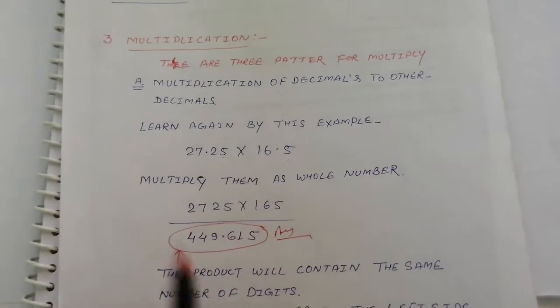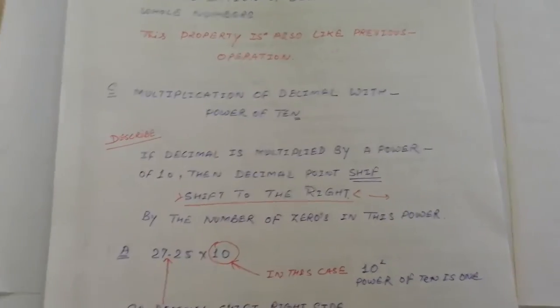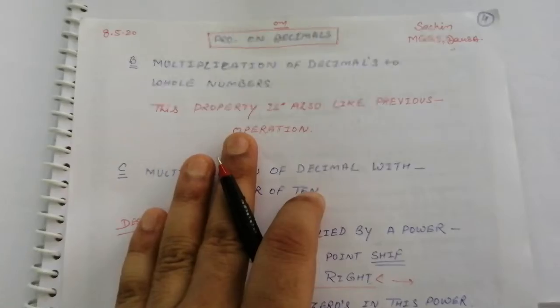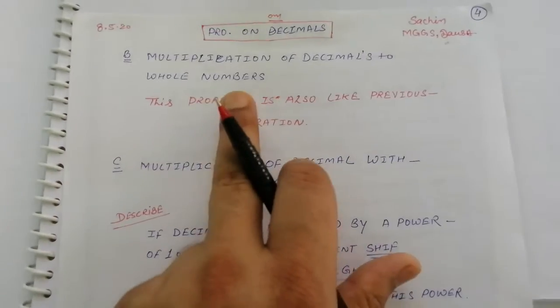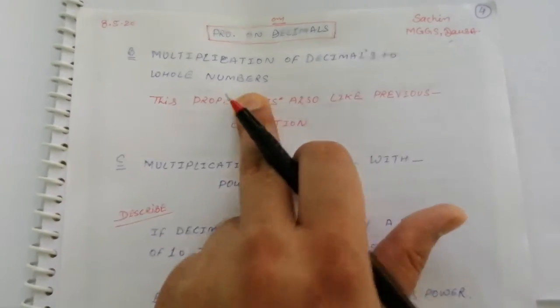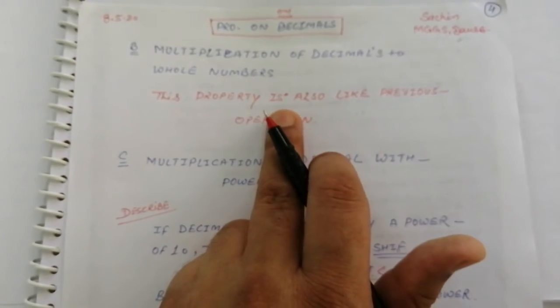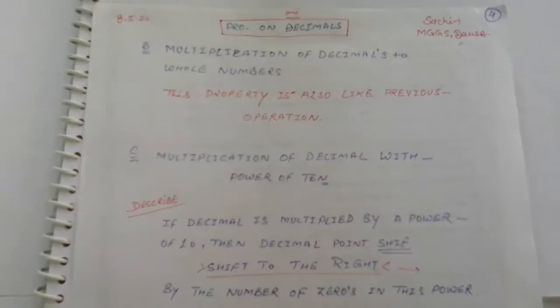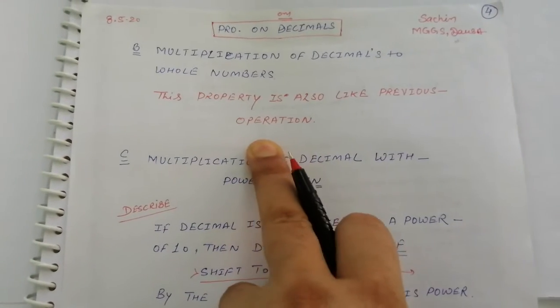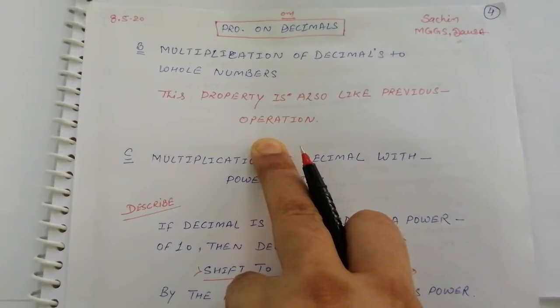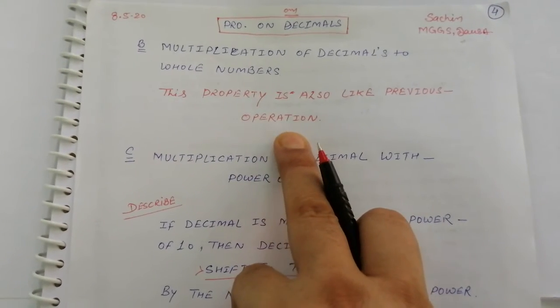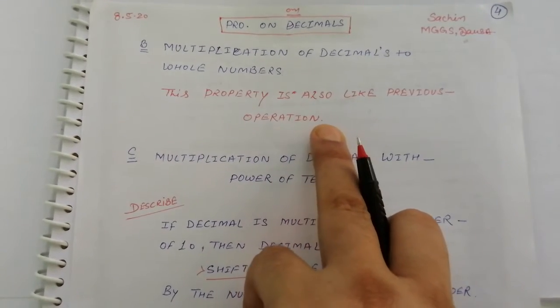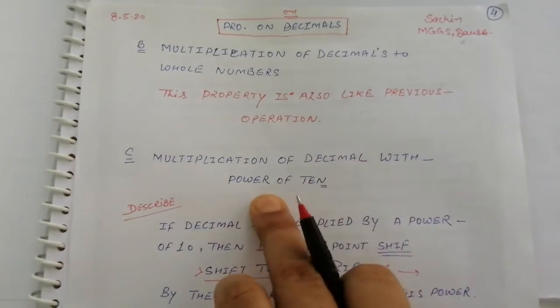Okay. It is the multiplication property. Now we see the division property on decimal numbers. Sorry, it is the next part of multiplication. B. Multiplication of decimals to a whole number. This property is also like the previous operation. Multiply them as whole numbers and the decimal point is put after.